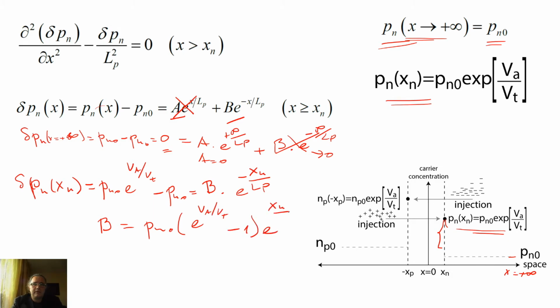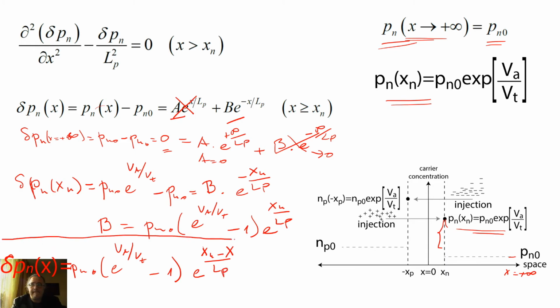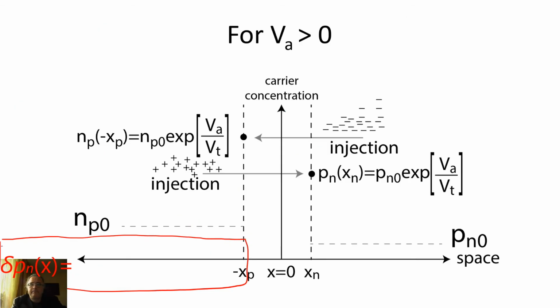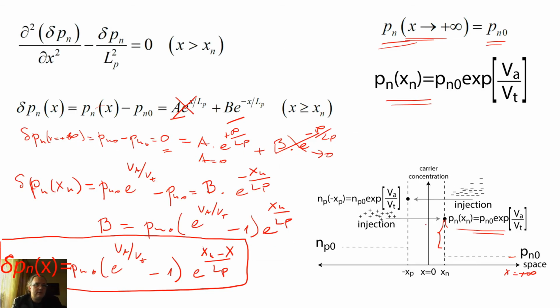So from here we can derive the constant B to be Pn0 times e to the power of Va divided by Vt minus 1, times e to the power of Xn over Lp. And then the generic solution for the excess carriers, the function in space, will be simply this thing times this thing. So this will be Pn0 times e to the power of Va divided by Vt minus 1, times e to the power of Xn minus x divided by Lp.